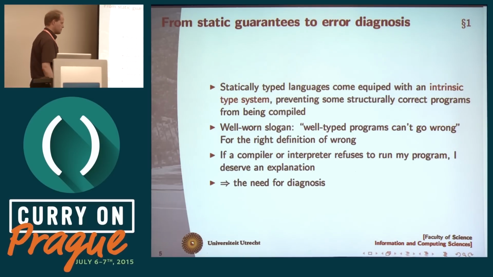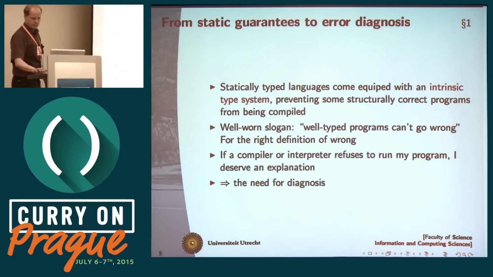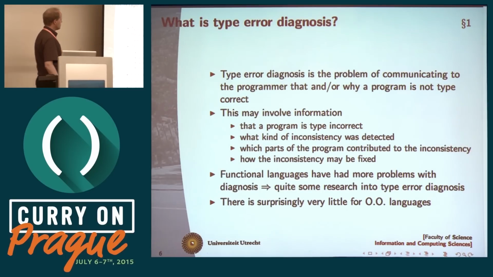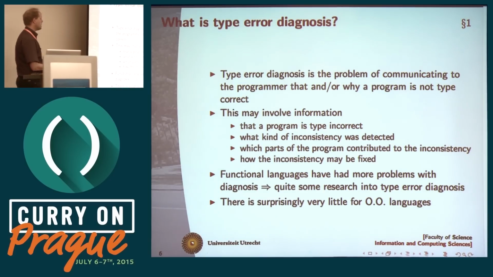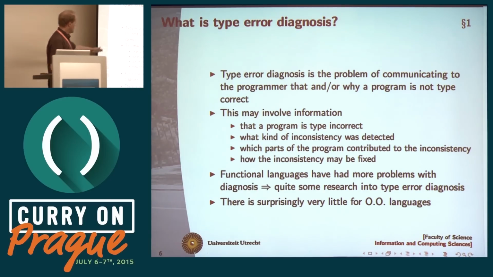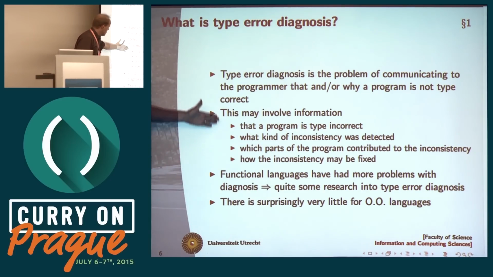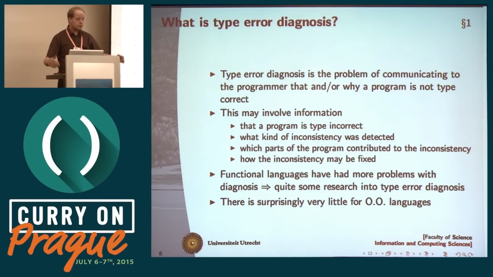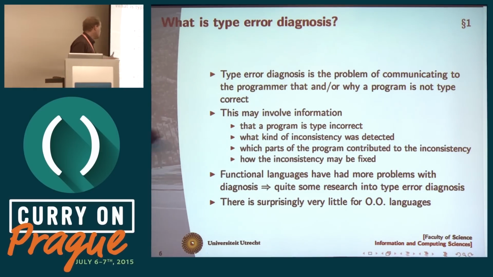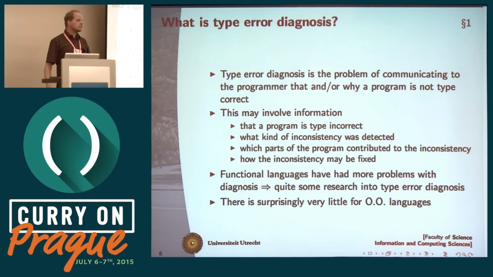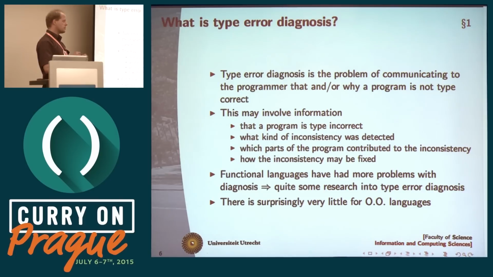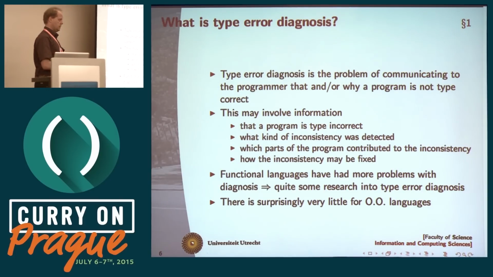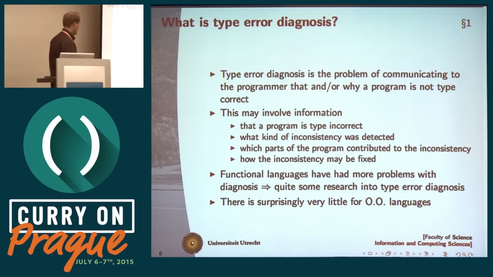So this leads, in my case, to the need for diagnosis. So what's type error diagnosis? Well, simply put, it's the problem of communicating to the programmer that and or why a program is not type correct. And depending on the situation that you're in, you might at least expect to know that it is type correct or incorrect. It could also be that it says what kind of inconsistency it found. Yeah, is there an incompatibility between values, or is a type class instance missing? All kinds of errors can occur.